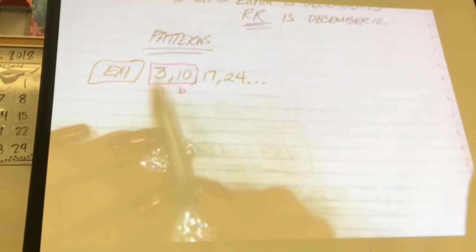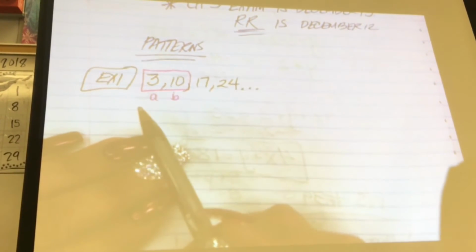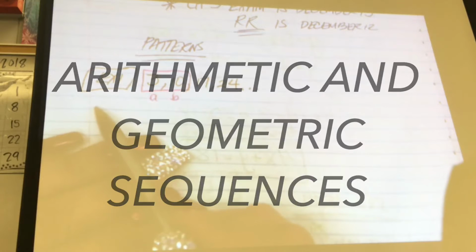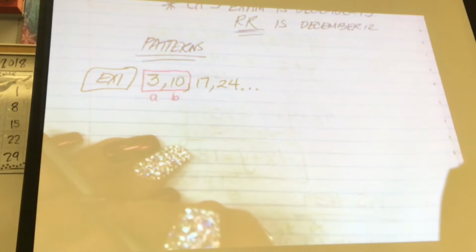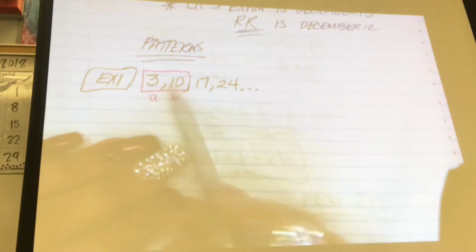We're going to call this A and this B. What we're going to do is see if there's a pattern here. Some of you guys already see a pattern. Don't yell it out, but who sees a pattern? What do you see, Jeremiah? It goes up by 7.